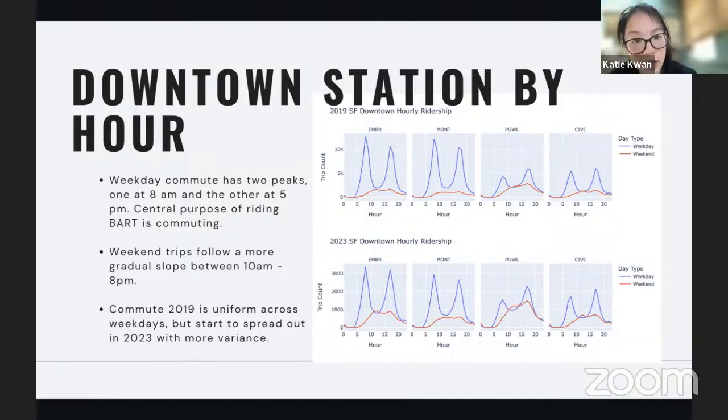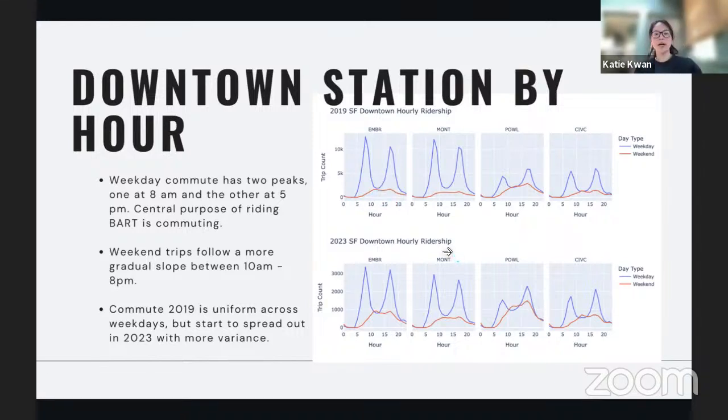I wanted to see what they look like when it was busy and when it was not. So the first thing I did was understand that from a weekday, weekend point of view. On the top here, you can see 2019, and then on the bottom, you can see 2023. In the blue, this is the weekday trend by hour. And then the red is the weekend trend by hour.